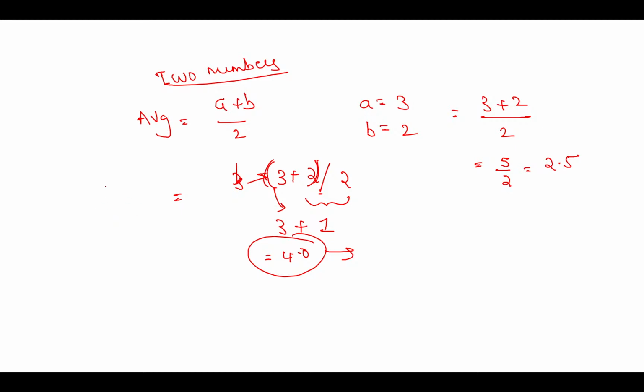I'll be erasing this. We know the basic division. So in division, suppose a equal to 3 and b equal to 2. Division is a by b, so we simply do 3 by 2, and we'll get the answer as 1.5. So this is the basic division.